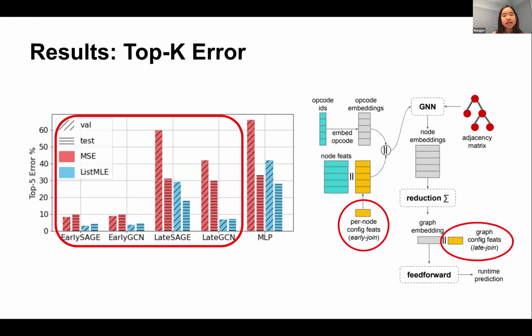Now, the next thing that seems to matter a lot is when do we combine the configuration knowledge in our model architecture. For the early Sage and early GCN, we concatenate the configuration feature, the tile size feature, with the node feature before we feed into the GNN. Whereas for the late Sage and late GCN, we combine the configuration feature with the graph embedding after the GNN, and it's only fed into the feed forward layer. And we found that combining the configuration feature early on is extremely important.